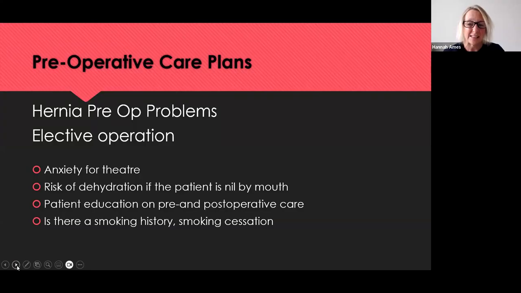There might be a history of smoking as well, potentially. So we could do a smoking cessation care plan and support that patient to not smoke during that pre-operative time period as well. So you could think about that, something different. I'm sure examiners like to read different care plans as well, and not just the same ones all the time.